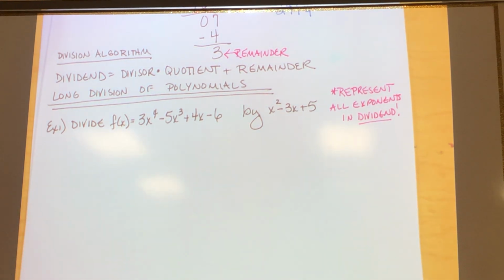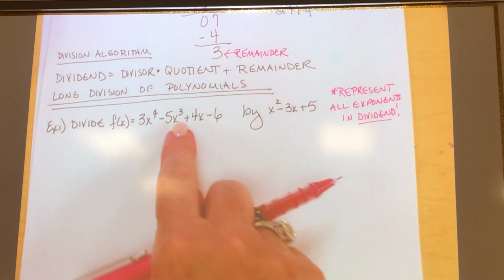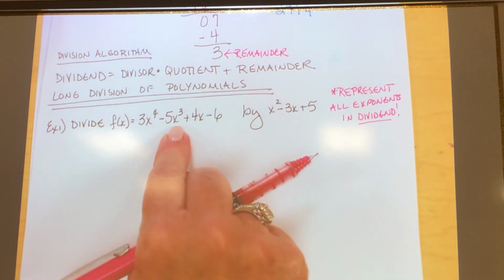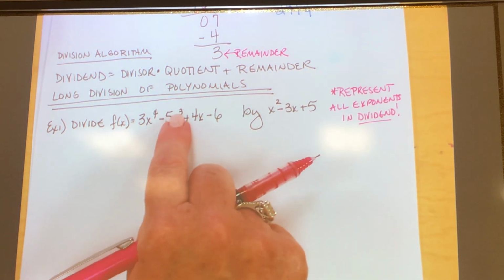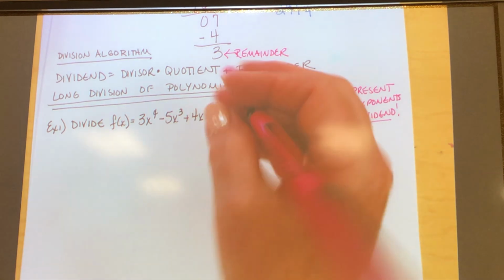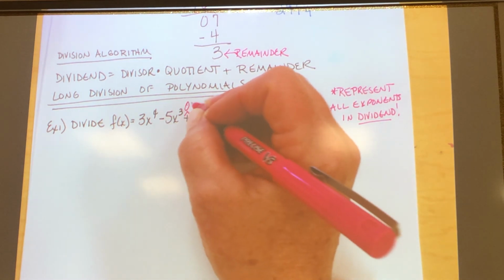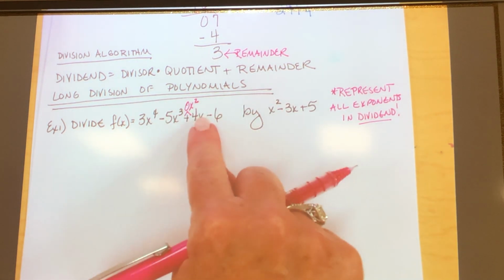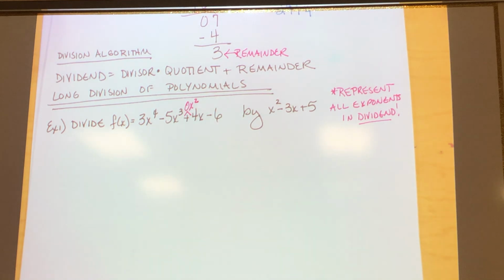So I need to look at who's my dividend? Yeah, this guy right here, he's the one that goes in the house, okay? So I'm gonna look at all my exponents. 4, 3, is there an x squared? No, so I'm gonna put him right here, 0x squared. So now he goes 4, 3, 2, 1, 0. Now he's all there, okay?